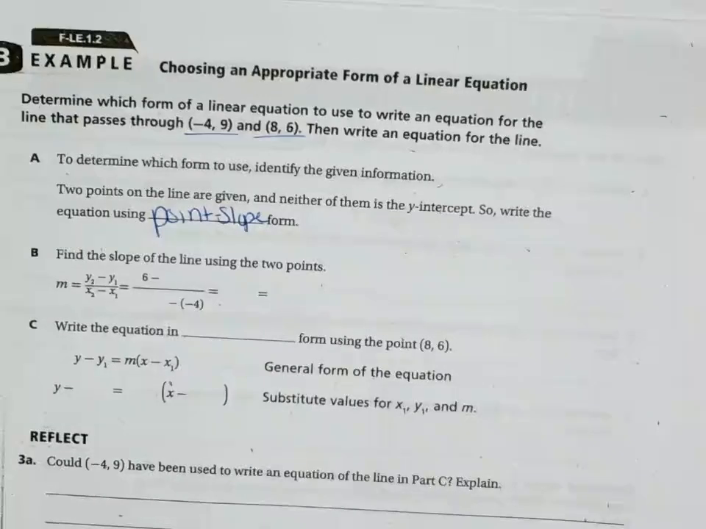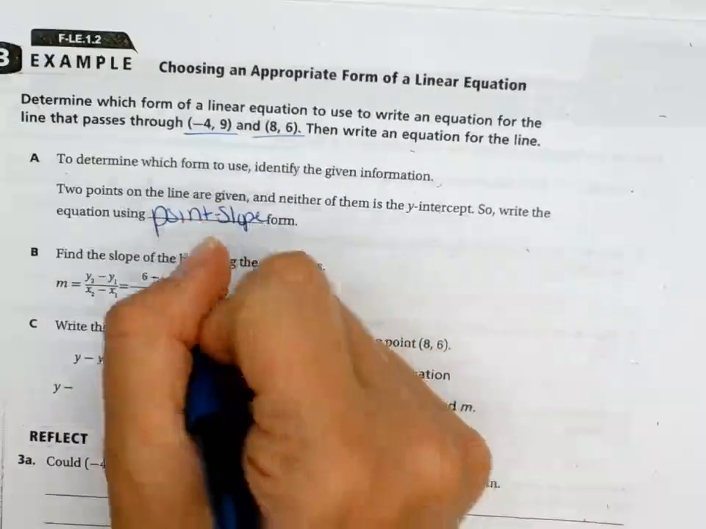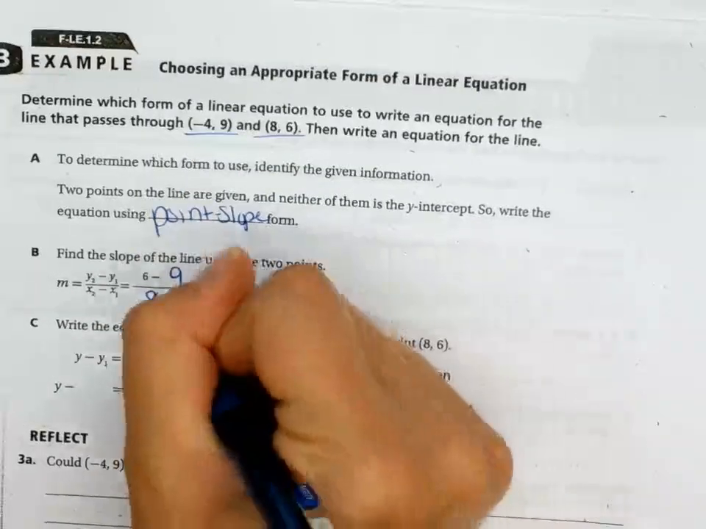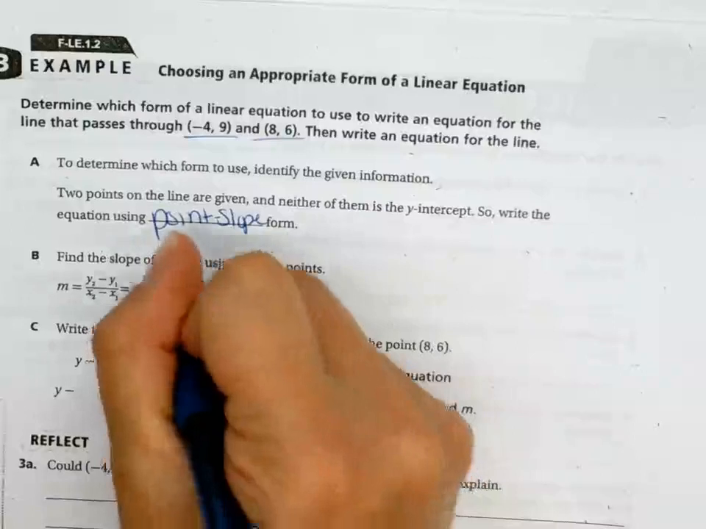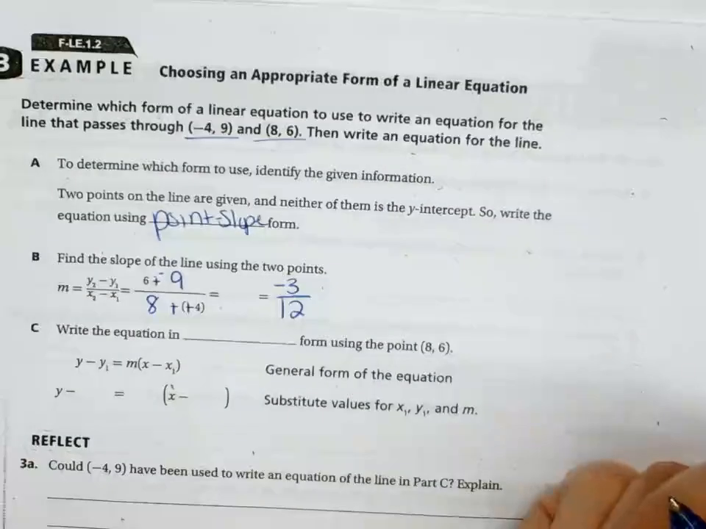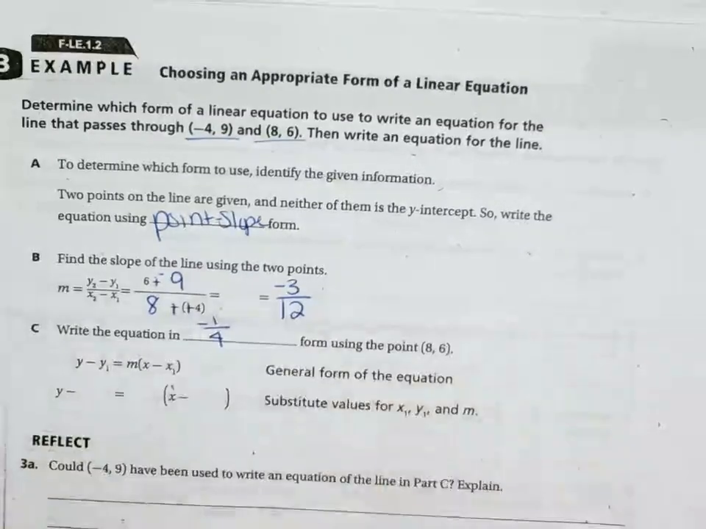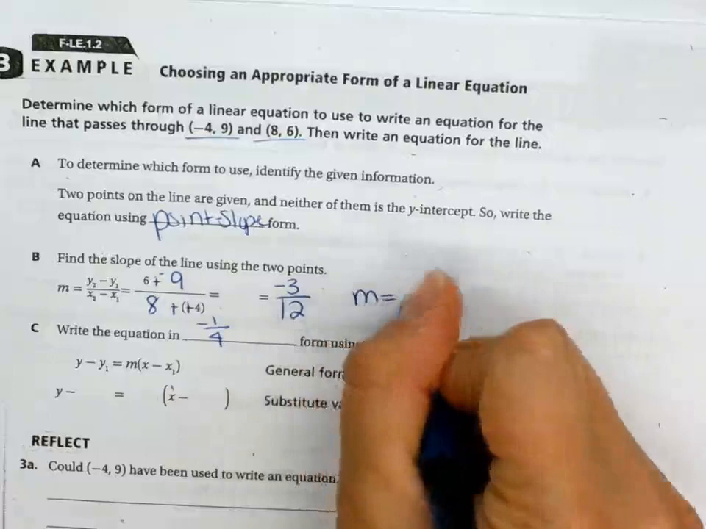So the first thing we need to do is find out what is our slope. So y2 minus y1, 6 minus 9 over x2 minus x1, 8 minus negative 4. Bam, bam. 8 plus 4 is 12. 6 minus 9, bam, bam, negative 3. Negative 3 over 12 reduces to negative 1/4. So your slope is negative 1/4.